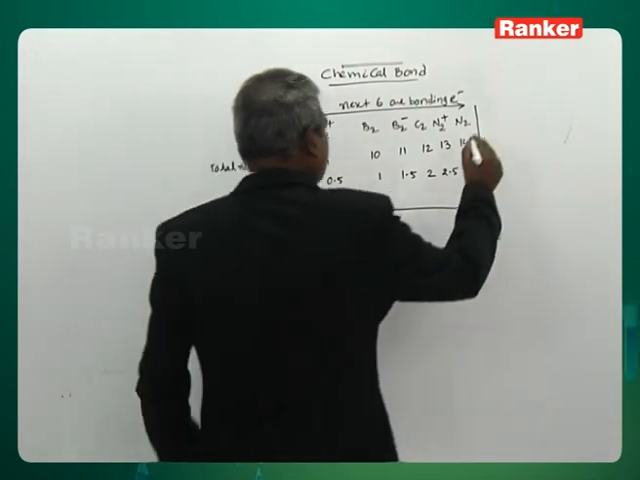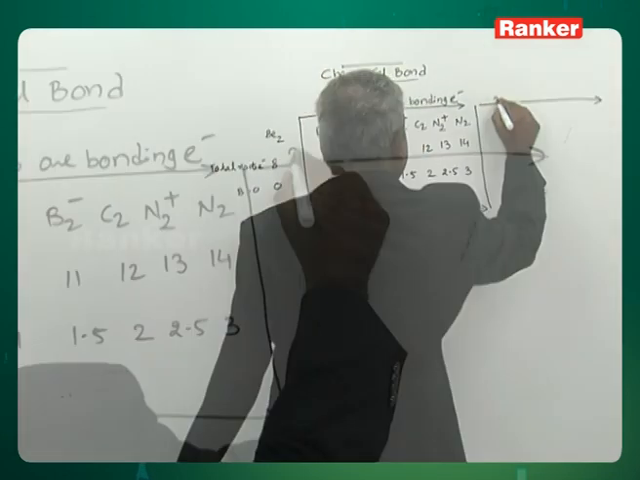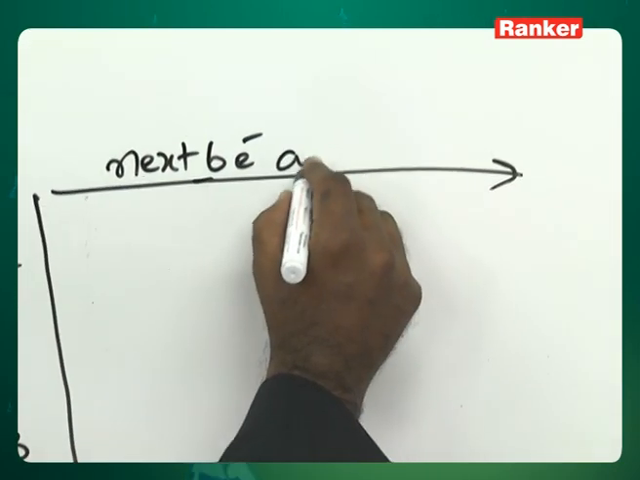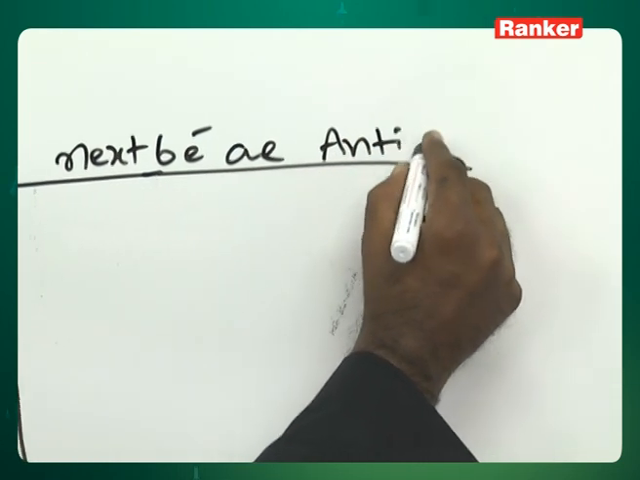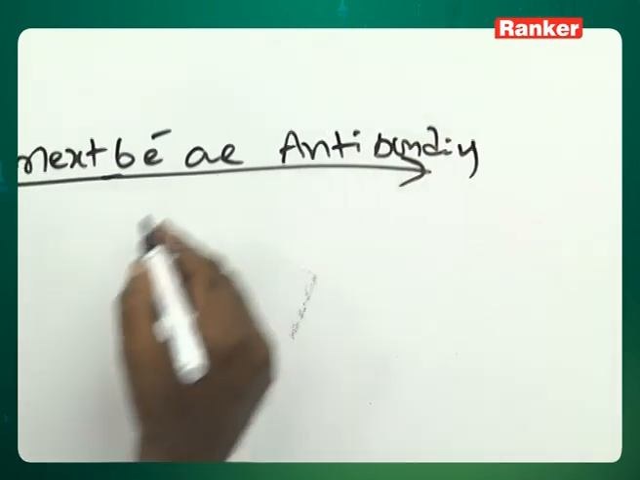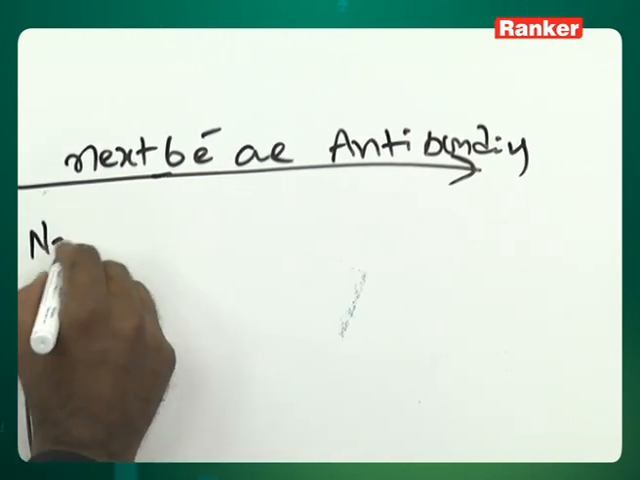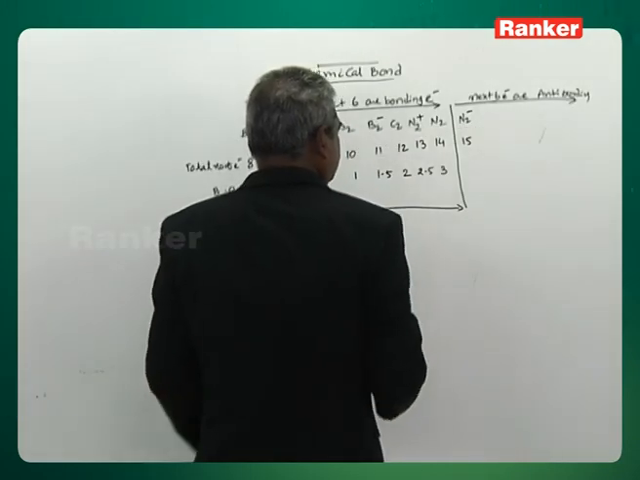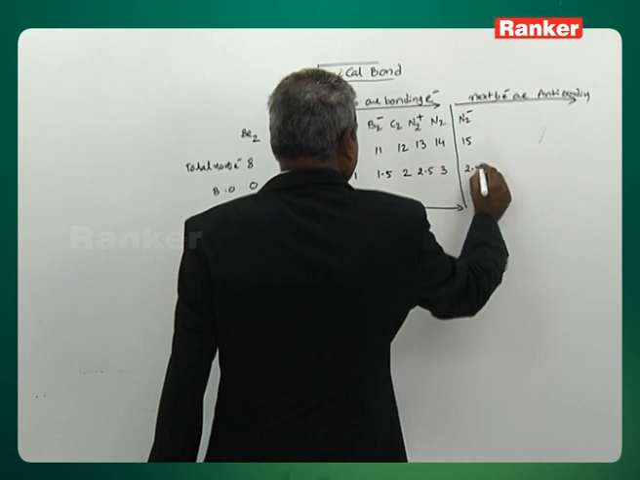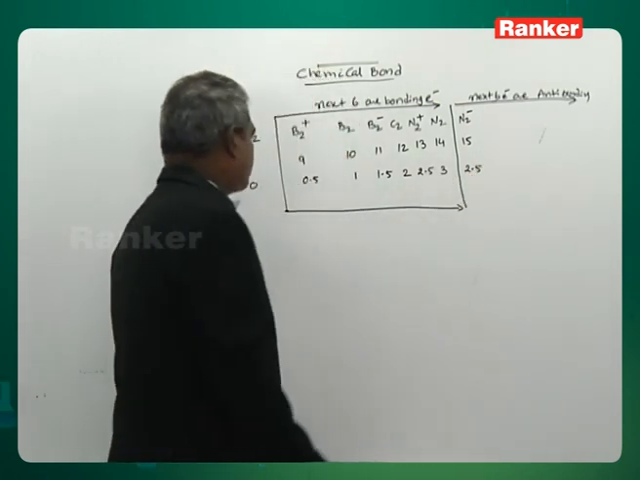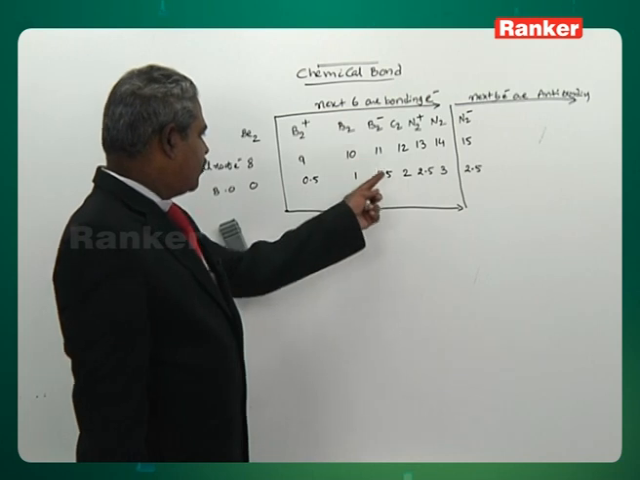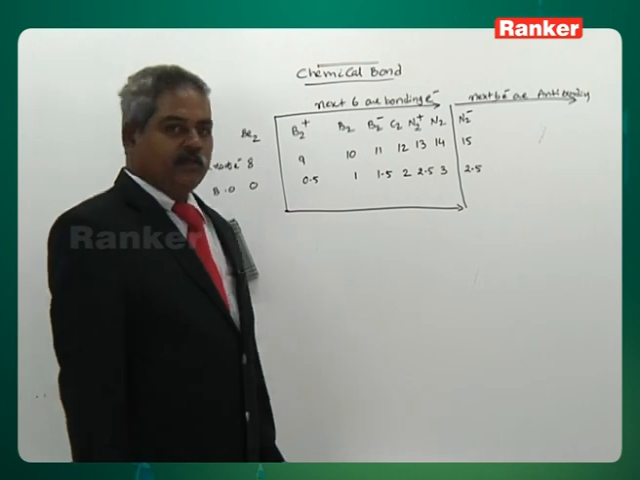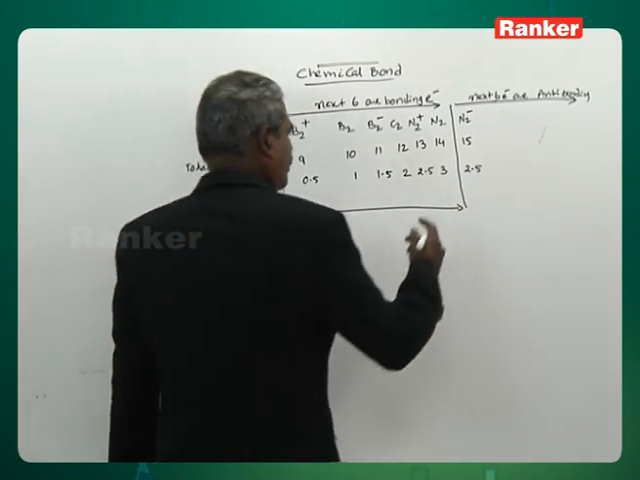Now the next 6 electrons are anti-bonding. They don't help bonding. So N2 minus, what do you mean by that? N2 minus means 15 electrons, with bond order 2.5. Since all these are bonding electrons, you look at it: 0.5, 1, 1.5, 2, 2.5, 3. The bond order goes on increasing, and after 14, the bond order decreases by half, to 2.5.